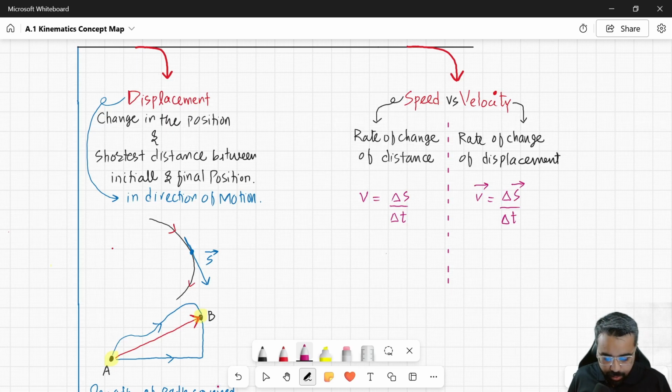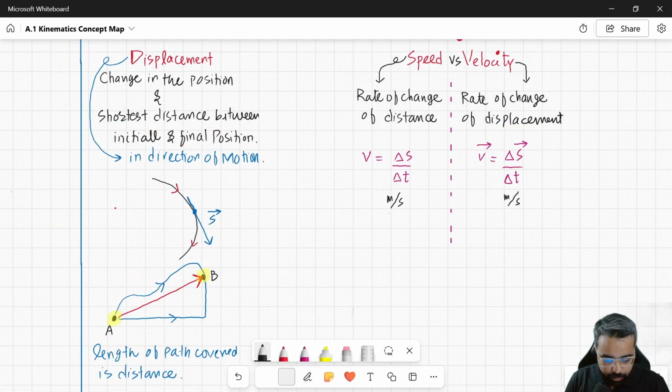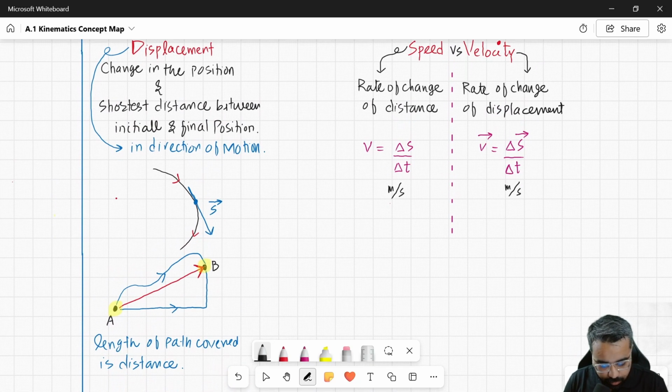Very soon, I will make a separate portion for all kinds of graphs. So this is a velocity, and you can see that both have the same units. And what are their units? That is meter per second. Okay. Now, the common thing is the unit, but speed is a scalar quantity, meaning it doesn't have any direction, and velocity is of course a vector quantity.